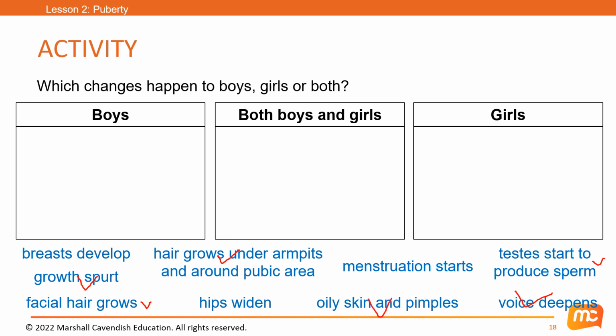Now, what about the girls? The first, definitely you will have developed breasts. Your breasts will become bigger, and then your hips will widen, and then your menstruation will start. So don't be afraid, girls. And boys too. All of these are natural, and it happens to everyone. And this is what we call normal.